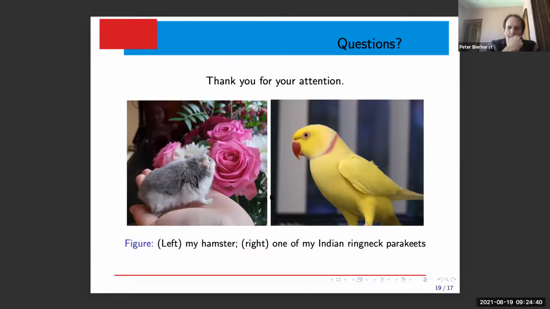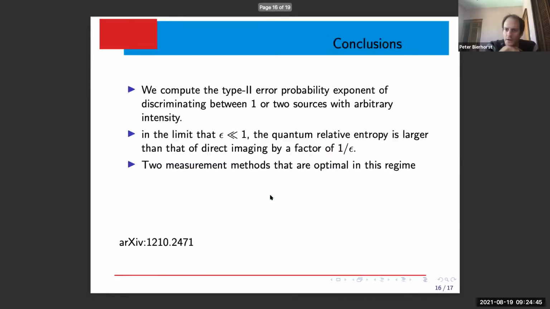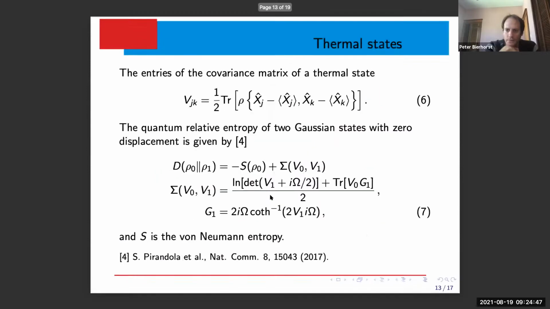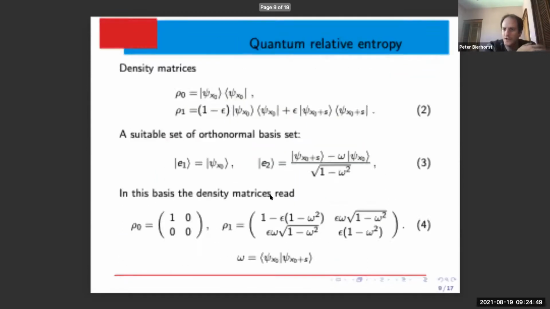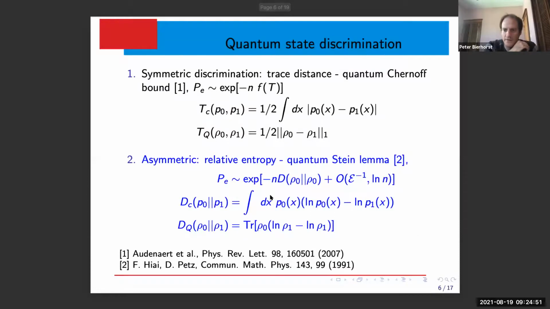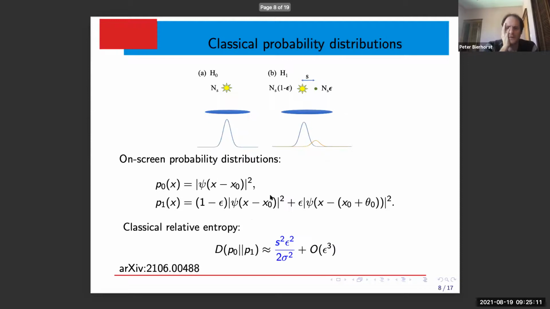You talk about this type 2 error probability. I assume that you've got a composite alternative hypothesis in the sense there are many different possibilities for epsilon and many different possibilities for S, the separation. Do you have a single good guess, or is the type 2 error probability a function of these parameters?